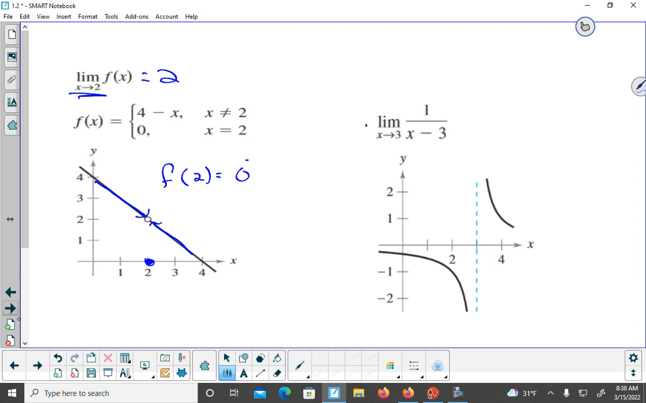This one is asking me to find the limit as x approaches -3. As I approach from the left, it's going down. As I approach from the right, it's going up. So that's an unbounded behavior. So this limit does not exist.